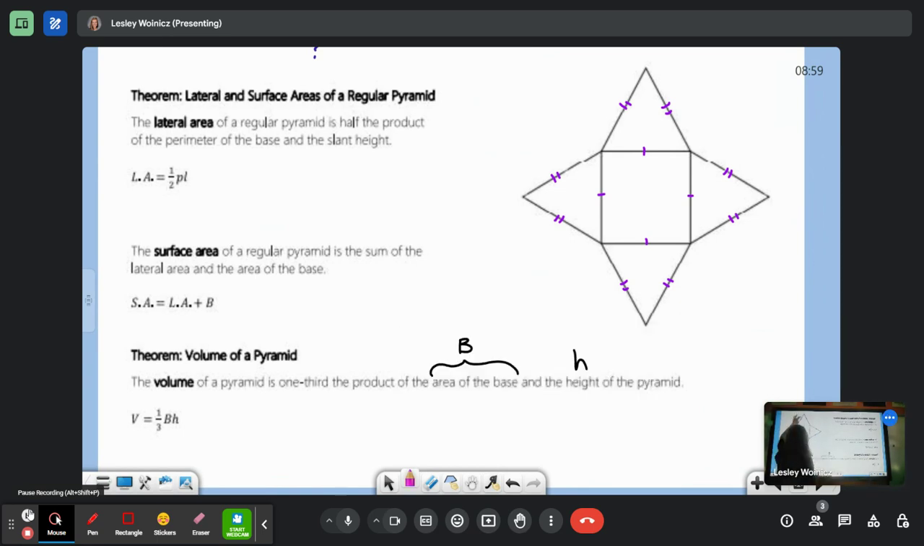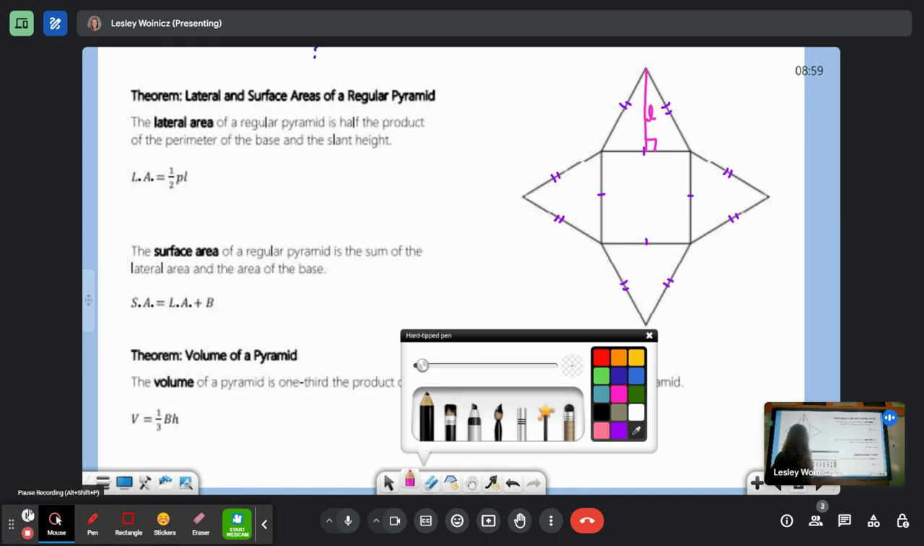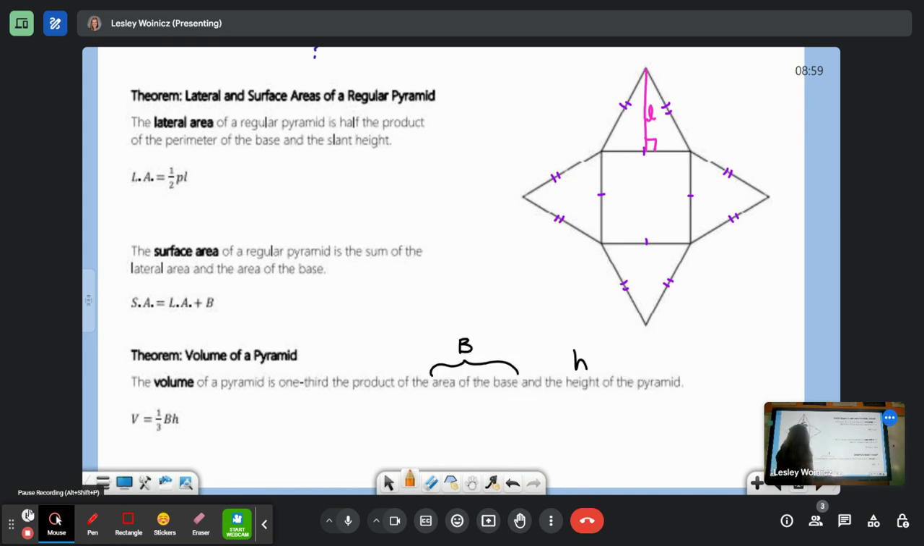So, what would be the height of this triangle? Yeah, this is the slant height. Okay, what is the base of the triangle? One side of the square in this case. Yeah, so is that just the side length of our base? Can we just call that S for side length? Okay.